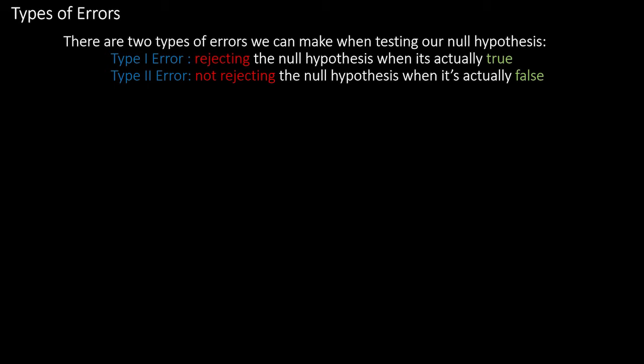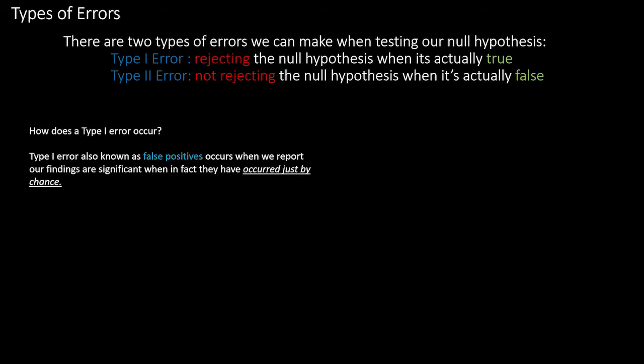A type 1 error is rejecting the null hypothesis when it's actually true, and a type 2 error is not rejecting the null hypothesis when it's actually false. So let's look at type 1 error first, which is often known as a false positive. This happens in hypothesis testing when the null hypothesis is true, but is rejected. Or more simply, when the tester validates a statistically significant difference even though there isn't any.